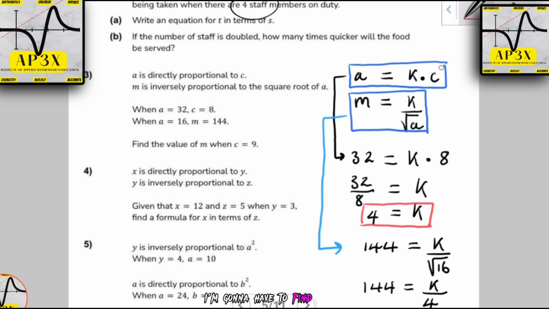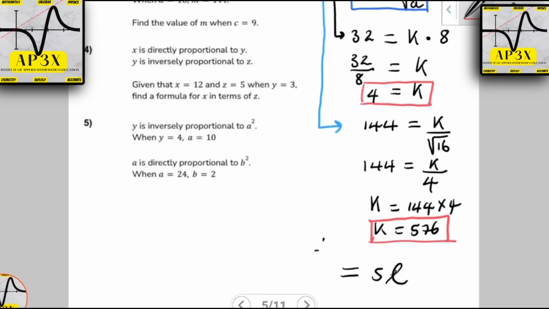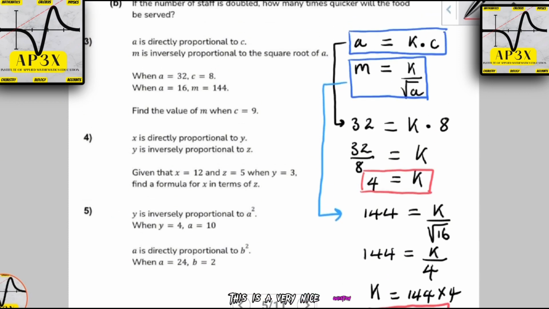Because M is the ultimate goal, there's no C down here, but there's an A, and there's a relationship between A and C. So if I can use the value of C to find the value of A, and substitute it into this formula down here, then I can safely find M. Alright, so let's get to it. This is a very nice question.